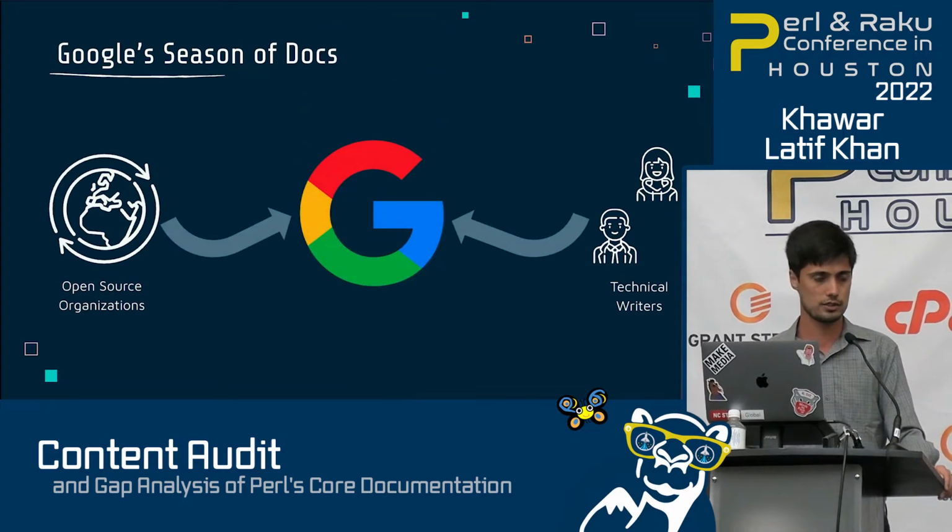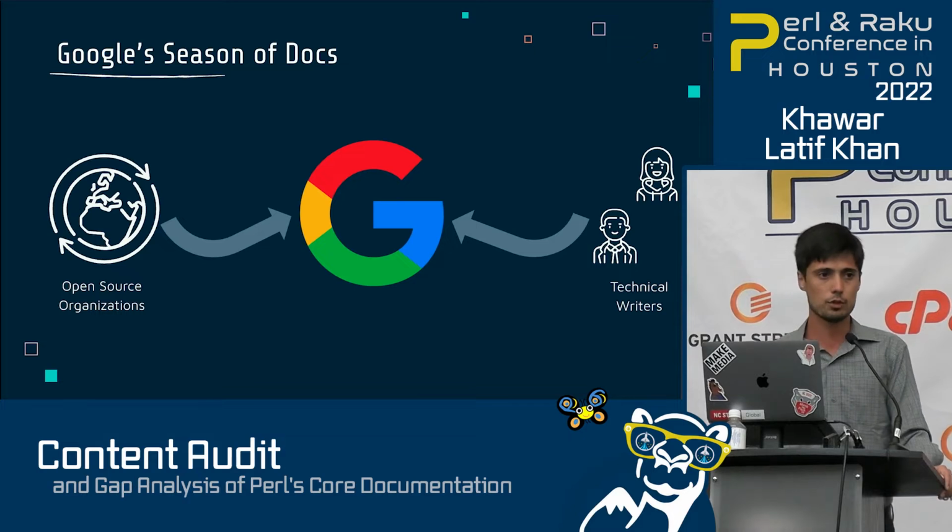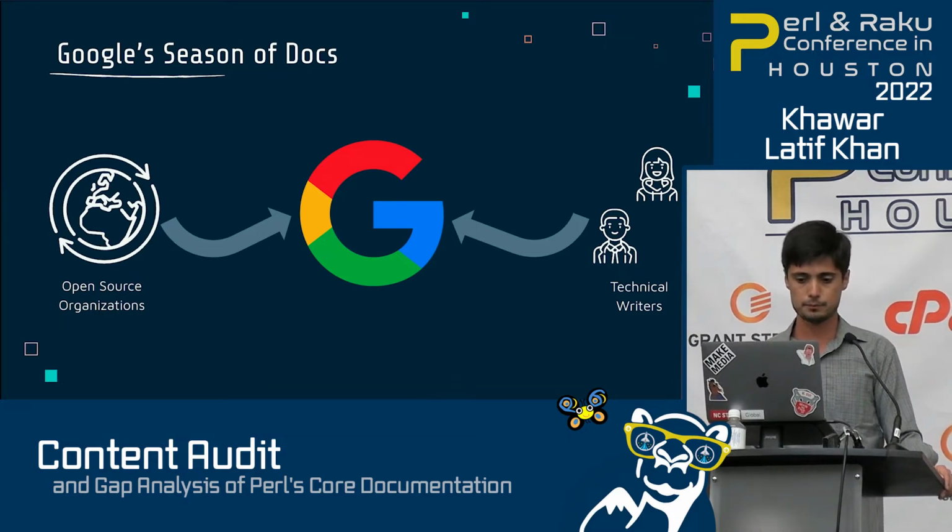And last year was the third season of this initiative, and that is where I got to work with Perl on this 6 month long project. We started working somewhere in May and ended in the middle of November. And the idea was to come up with a plan with which we can improve the documentation of Perl.